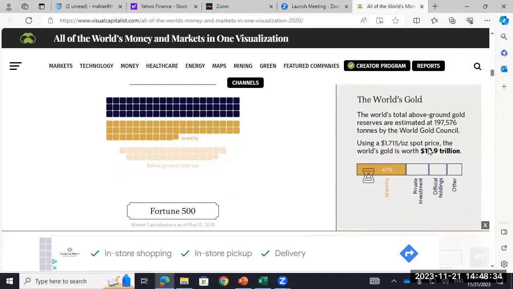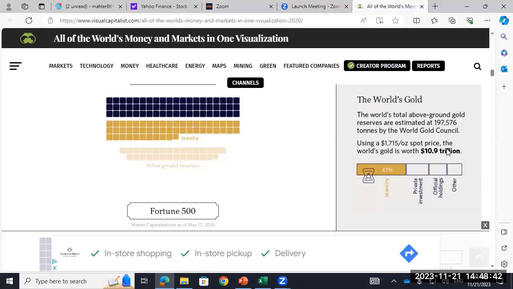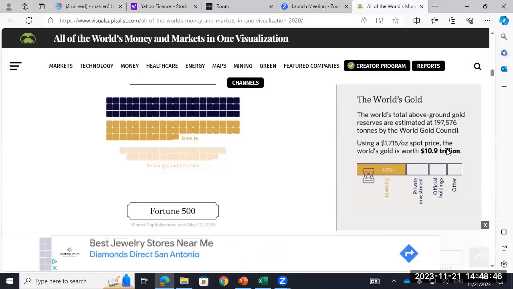Gold is 10.9 trillion. That's one thing. It's hard to know exactly how large the US debt is because we don't have a balance sheet. I wish the US government had a balance sheet because they have a lot of gold. They also own a lot of property. So it's hard to know. We say we have $30 trillion deficit, but how much gold does the US own? There's $11 trillion in gold out there. They own a lot of it.